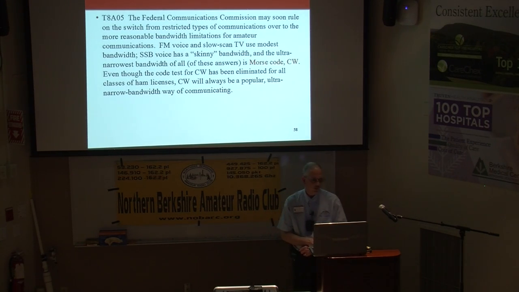The FCC may soon rule on the switch from restrictive types of communications to more reasonable bandwidth limitations for amateur communications. FM voice and slow scan TV are modest bandwidth. Single sideband voice has a skinny bandwidth. And the narrowest bandwidth of all is CW, or Morse code. Even though the code test for CW has been eliminated for all classes of ham licenses, CW will always be a popular, ultra narrow way of communicating.